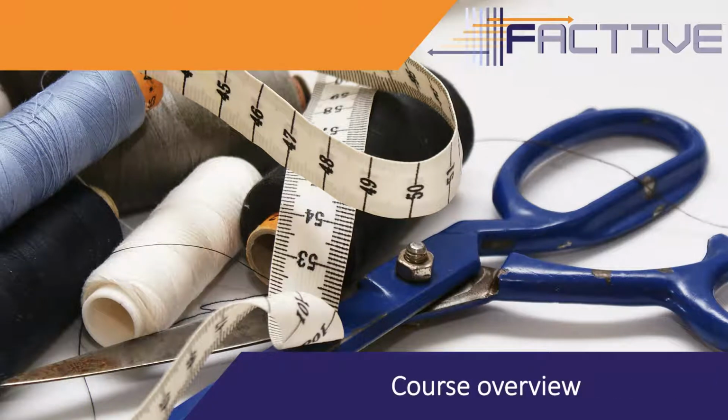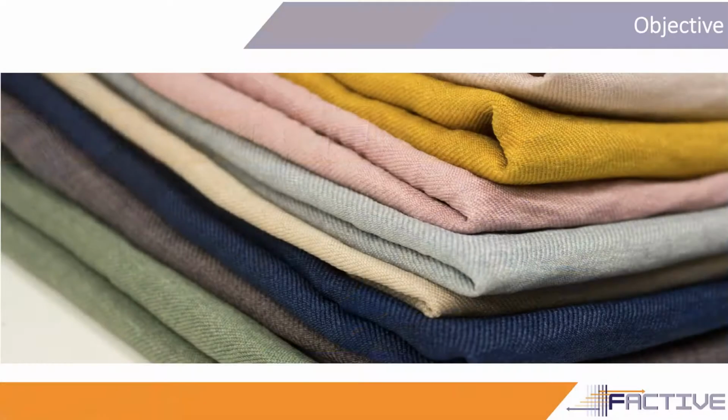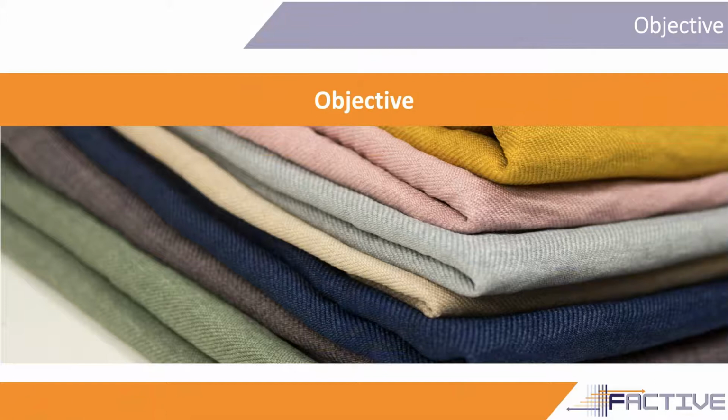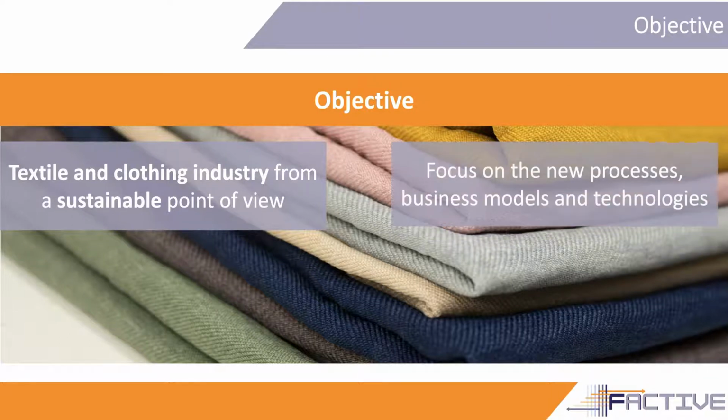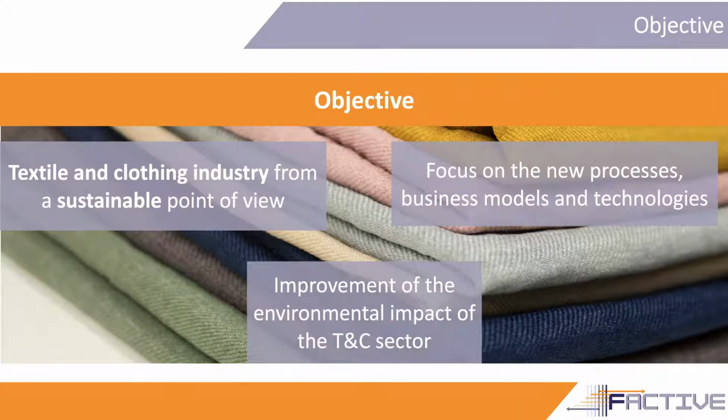Course Overview. The objective of this course is to analyze the textile and clothing industry from a sustainability point of view, with a particular focus on the new processes, business models and technologies that can be used for an improvement of the environmental impact of the textile and clothing sector.